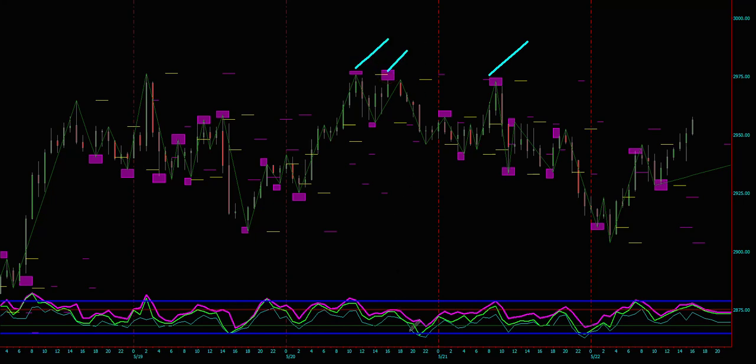Look at the oscillator, it is also trying to go down. This is a long opportunity. Look at the oscillator, it is trying to go up. Right? You're putting it together. Now you're putting things together. Look at this.